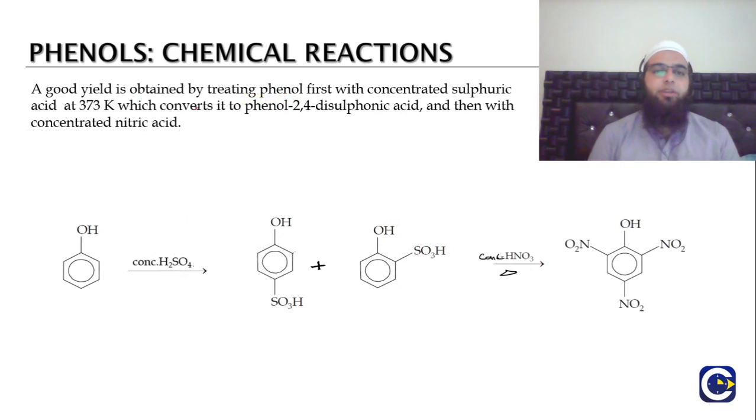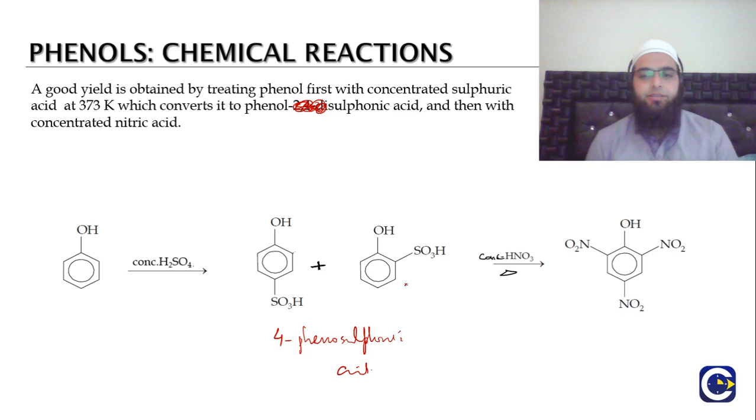How can we obtain a good yield of this picric acid? By treating it with concentrated sulfuric acid first. Then in this case we'll be obtaining the sulfonic acid. This is not actually di, we'll be obtaining sulfonic acid. One is called 4-phenolsulfonic acid, and this is 2-phenolsulfonic acid.